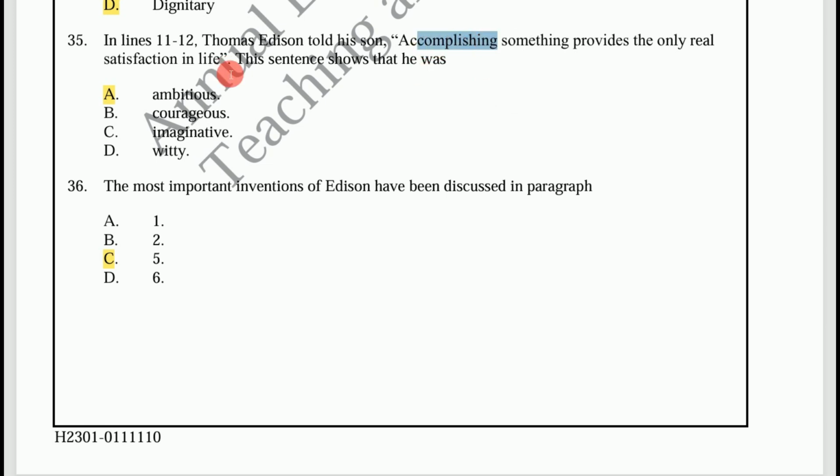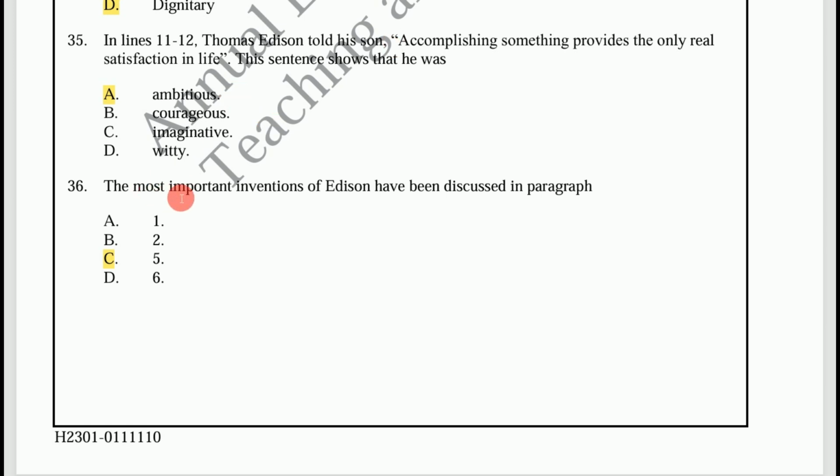So it's about ambition, his ambition or desire to accomplish something, to do a task, or get to your goal. So accomplishing something is the real satisfaction. There is no mention about courage, there is no imagination in it. So it's ambition to do something, to accomplish something, to complete a task.